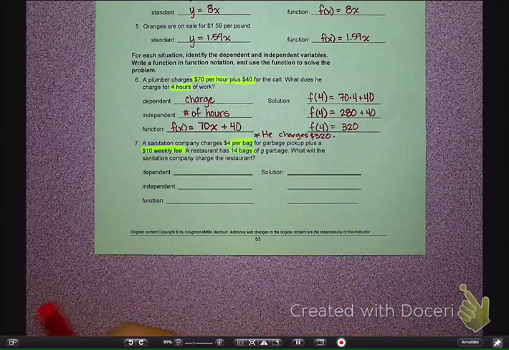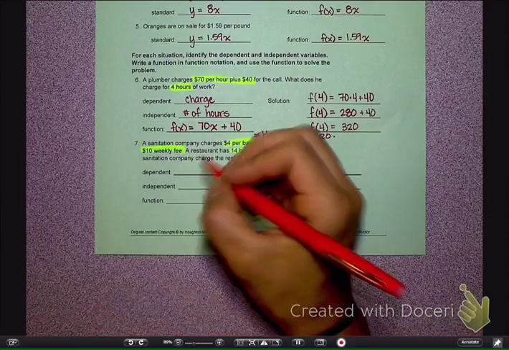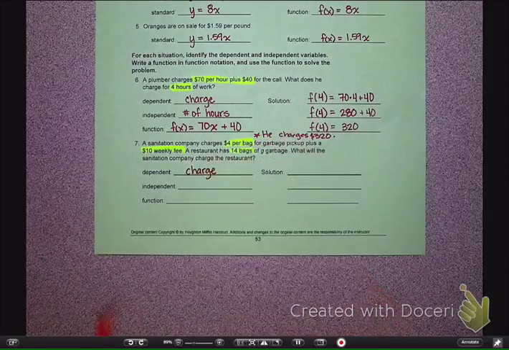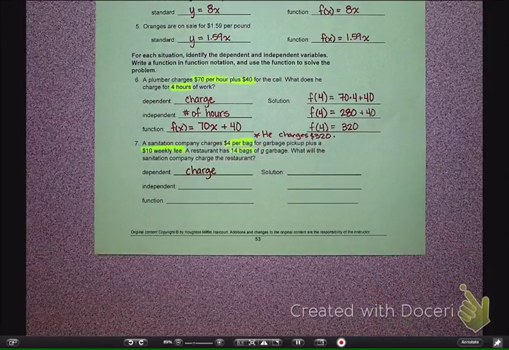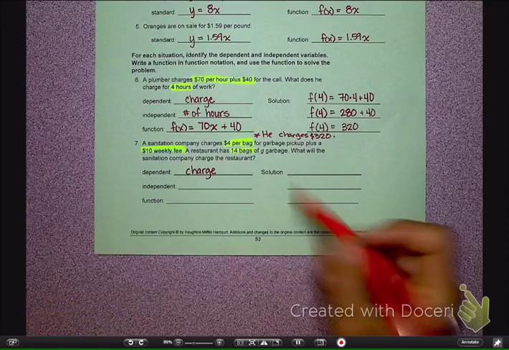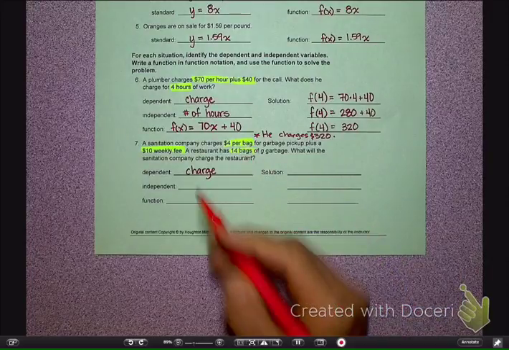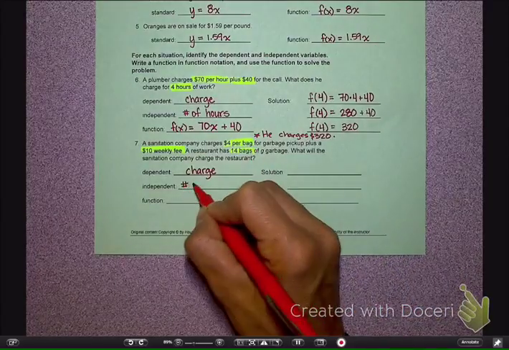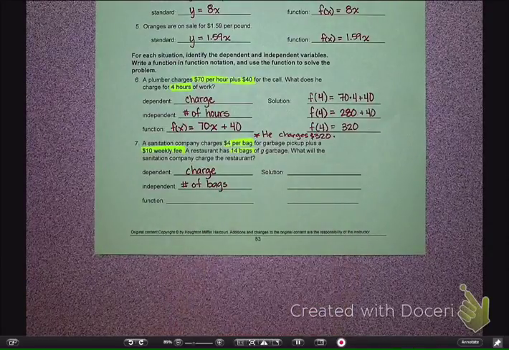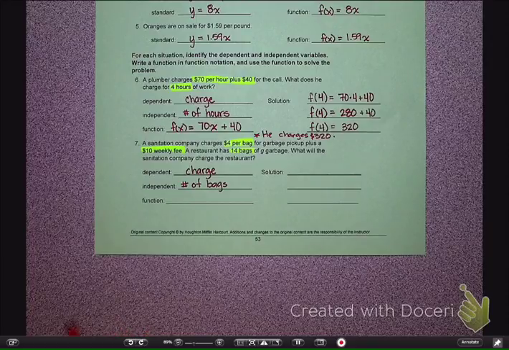Let's identify the dependent variable. What's the dependent variable? The charge, or the cost. You can write either one, it's okay. All right, what's independent though? The bags of trash. The amount of trash, and they're charging per what? Bags. So it's the number of bags of trash, because they're not charging by pound or by box, they're charging by bag.